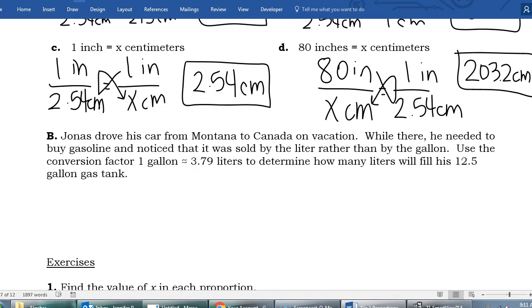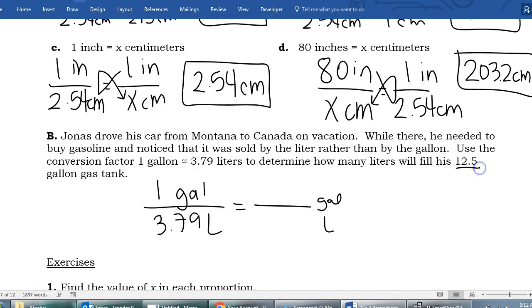So, regardless of if it's inches or centimeters or gallons or liters, we're going to use the same idea where we match up our labels. If I have 1 gallon and 3.79 liters, I'm going to make sure I match up gallons and liters on my next fraction, and then I can times and divide, and I have my answer.